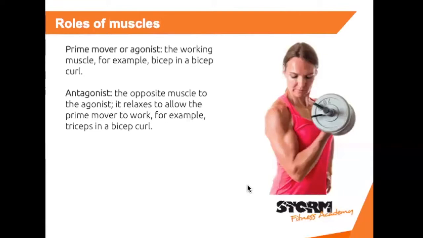Antagonists are the opposing muscles, the opposite muscle to the agonist. We must relax the antagonist in order for the agonist to work properly. So during that lady's bicep curl, her antagonist is the triceps, so they need to relax in order for those biceps to contract. And don't forget these aren't fixed roles, because if she was doing a tricep push down, the triceps would become the agonist and the biceps would become the antagonist.